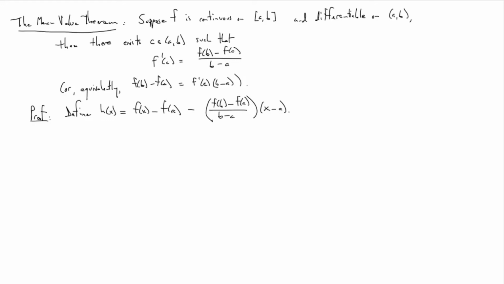And in particular, you should remember that that whole thing in the parentheses there, f of b minus f of a all over b minus a, is just some number. The a and the b are fixed. X is the only variable here. So we're defining this bizarre-looking function h.